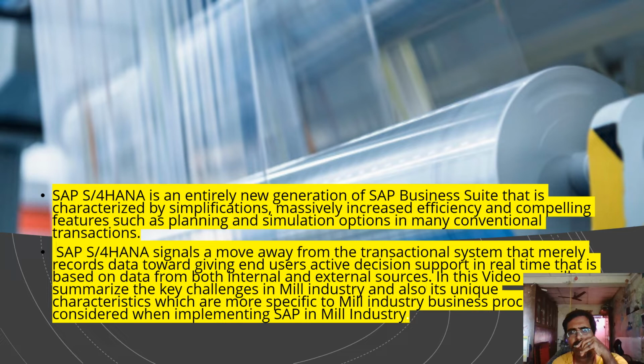So in this video, we will summarize the key challenges in the mill industry and its unique characteristics, which are more specific to mill industry business processes to be considered when implementing SAP in the mill industry. Then the solution part: which areas the SAP mill industry solution covers, the benefits, and we are going to talk about return on investment and the future of the mill industry by implementing SAP S/4HANA in their locations, right?